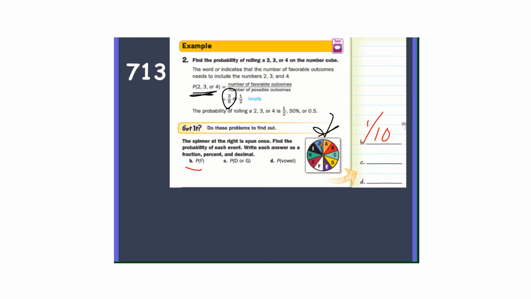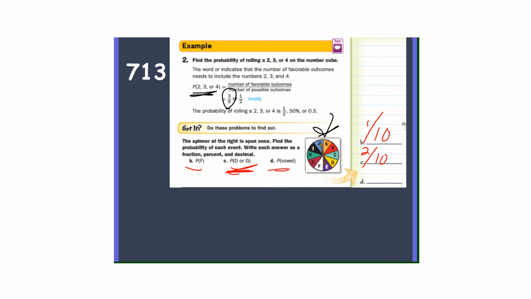Letter C, the probability of a D or a G. There's 1 D and 1 G. So that's 2 out of 10, which is 1/5. I don't care how you write it. Either way is fine. 0.2 or 20%.